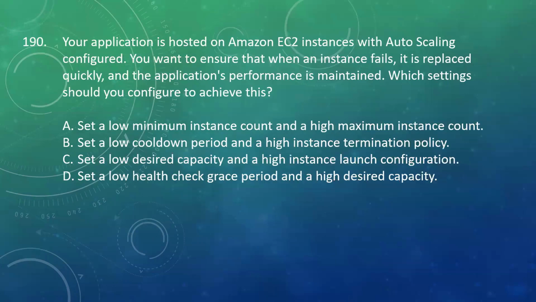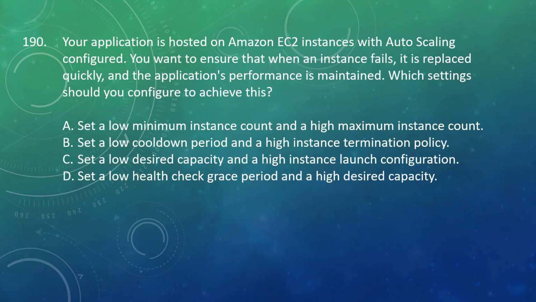Next question. Your application is hosted on Amazon EC2 instances with auto-scaling configured. You want to ensure that when an instance fails, it is replaced quickly and the application's performance is maintained. Which setting should you configure to achieve this? Your options are: set a low minimum instance count and a high maximum instance count, set a low cooldown period and a high instance termination policy, set a low desired capacity and a high instance launch configuration, set a low health check grace period and a high desired capacity.